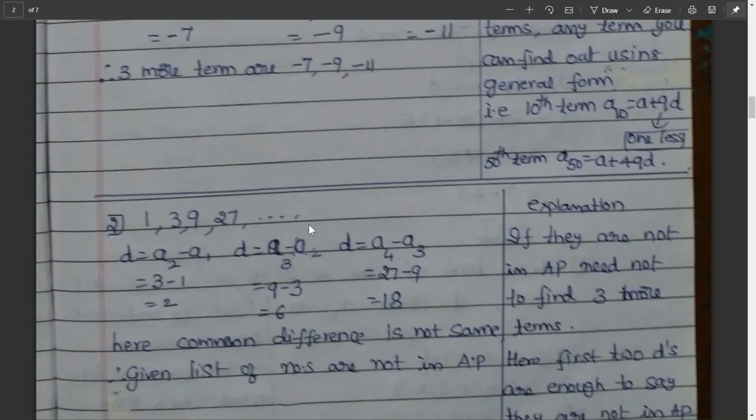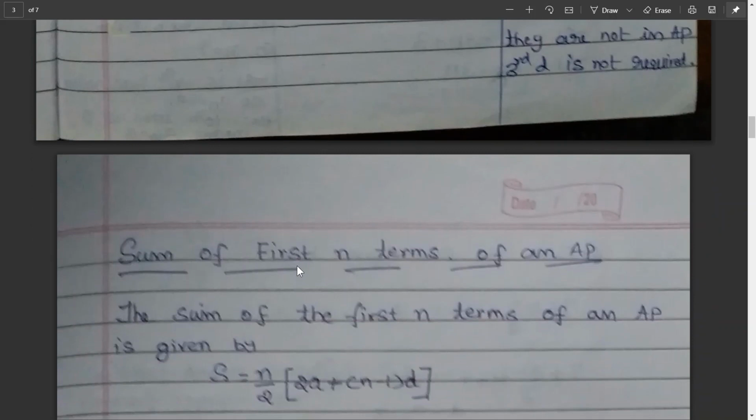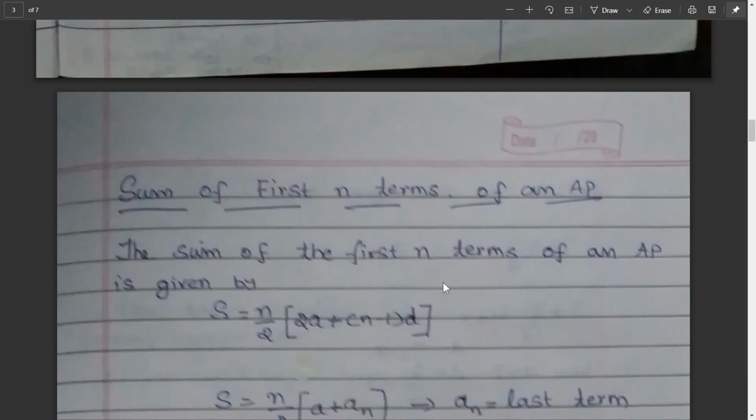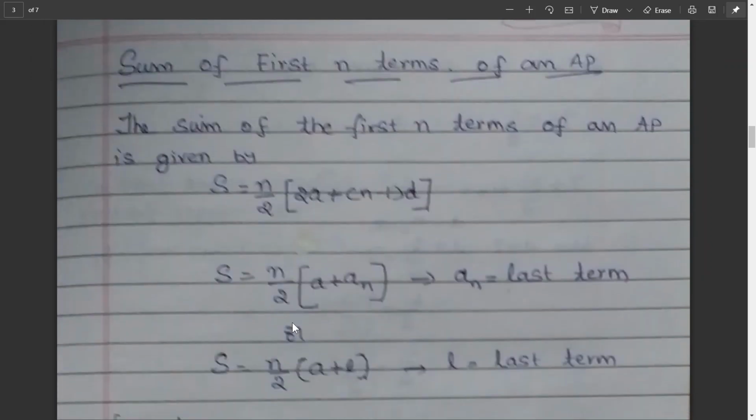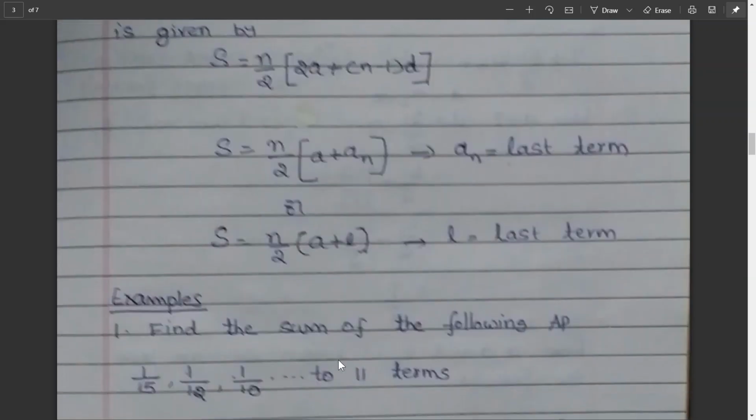Same way, similar sum. And the next important concept in this is the sum of first n terms of an AP. Two formulas are there for that sum. S is equal to n by 2 into 2a plus n minus 1 into D, or S is equal to n by 2 into a plus an, or S is equal to n by 2 into a plus l. These are the same, similar formula. In the place of an, here l. An and last term is the same thing. So we usually use this formula: S is equal to n by 2 into a plus l.